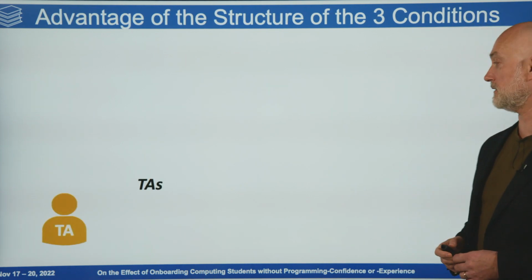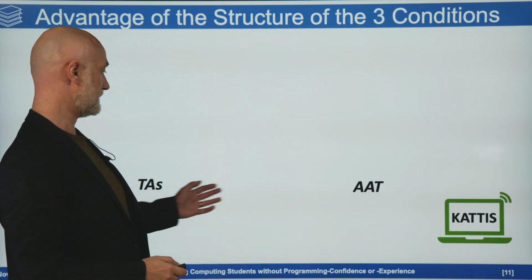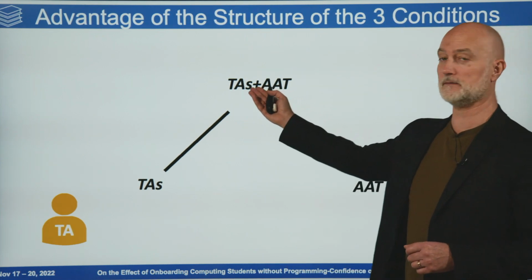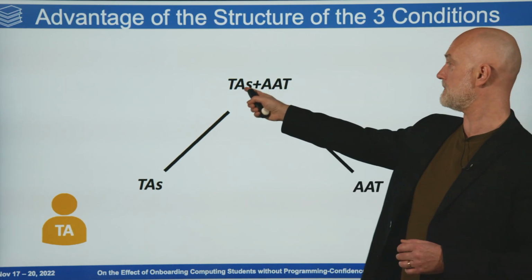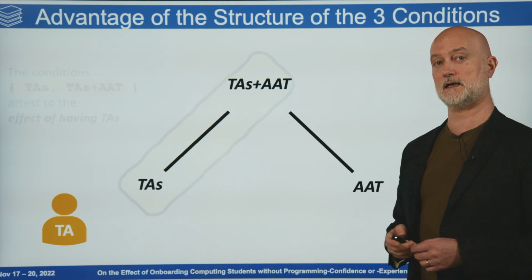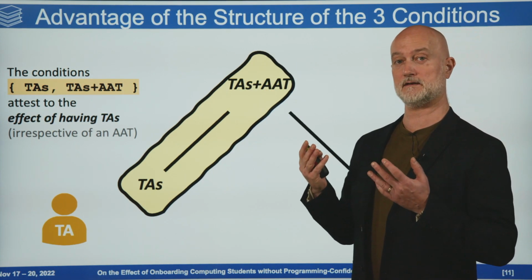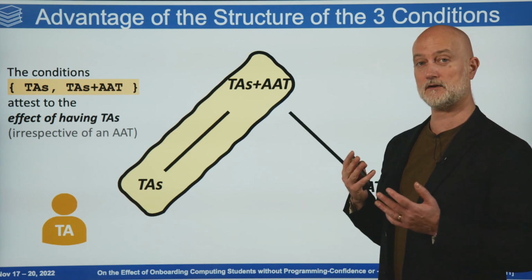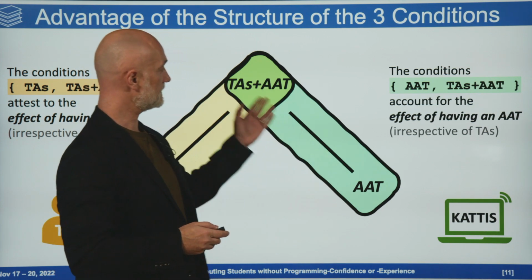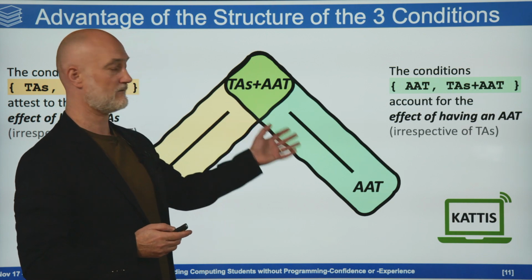If we look at the structure of the conditions, we have teaching assistants here, and we have automated assessment here, and we have the combined condition up here with access to feedback from both manual and automated assessment. So one of the reasons for structuring it like this is that these 2 conditions attest to the effect of having TAs, irrespective of having an automated assessment tool available. And symmetrically over here, these 2 conditions account for the effect of having automated assessment, irrespective of having a TA present.